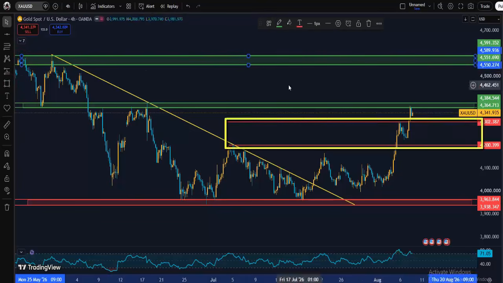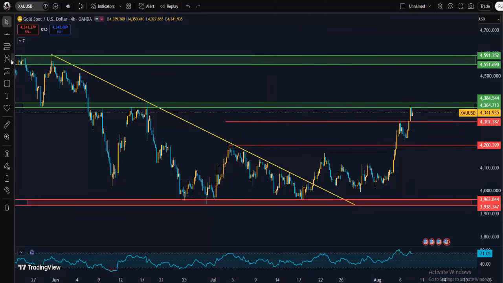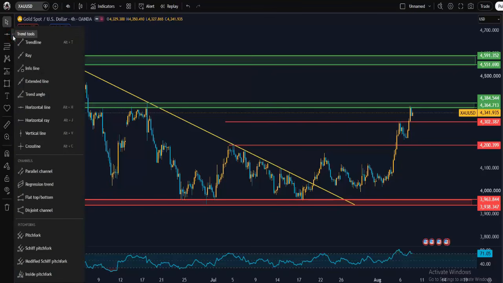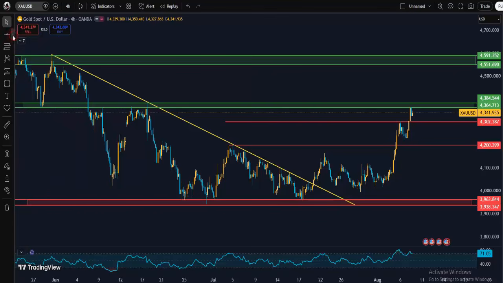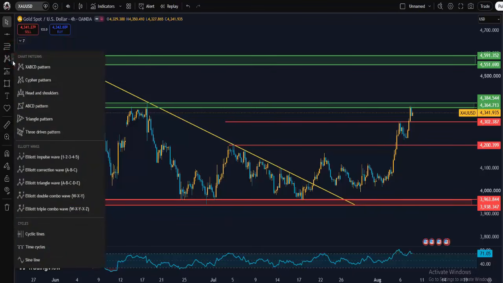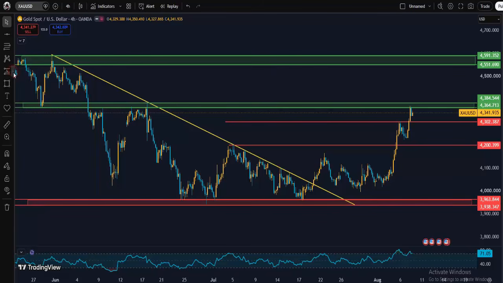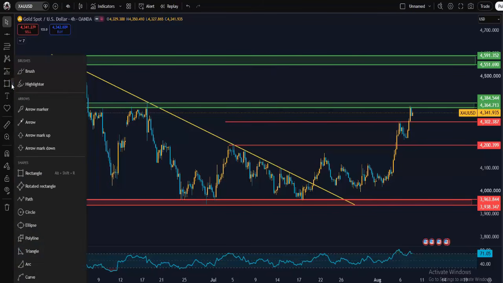Support zone. The major support zone on this chart is located approximately between 4,200 and 4,302. This area is extremely important because it sits directly below the current market price, and it can potentially act as the main support during any short-term correction. After gold moved higher, this region became an important structural area.